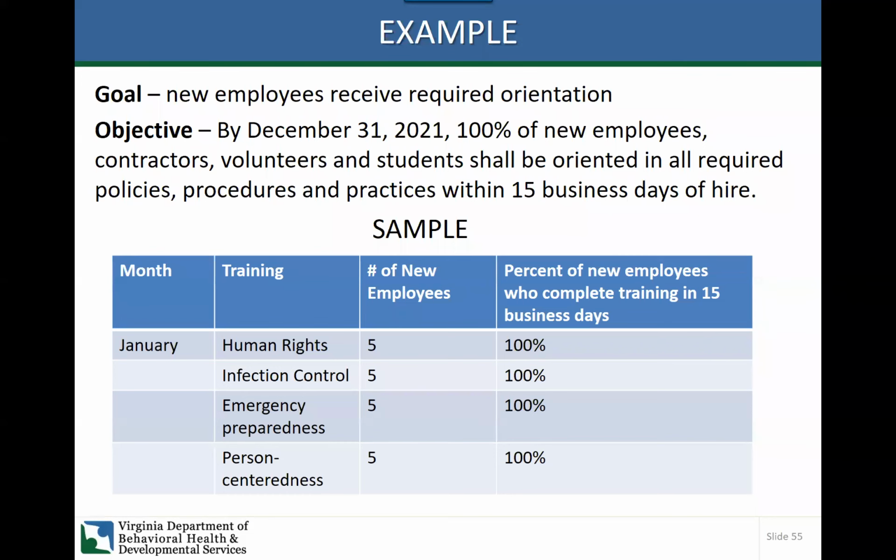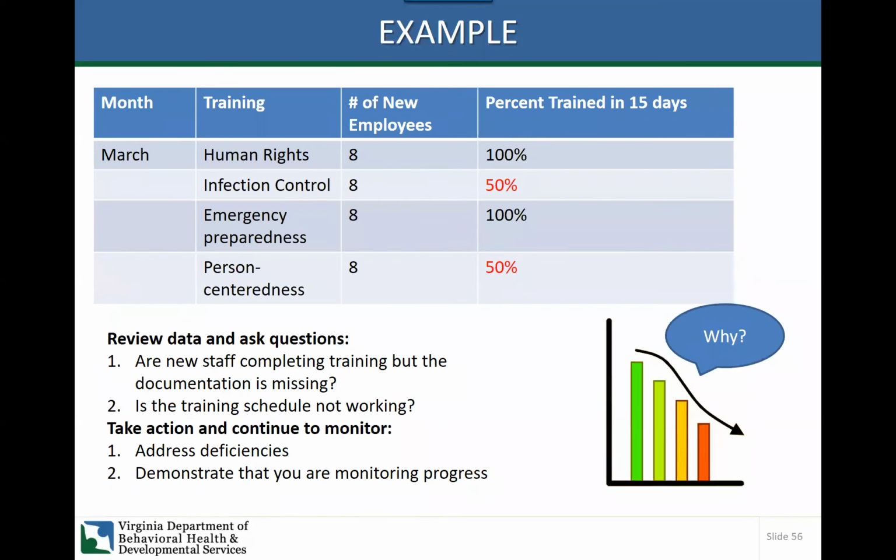Then on the next slide, we see March comes along. They hired 8 new employees and only about half of them got to the infection control training. Only half of them completed the person-centered training. So again, the whole purpose of collecting and reviewing data is to see if you're making progress toward that goal or objective. So in this example, they did well maybe for a couple months, but then all of a sudden there's a dip in compliance.